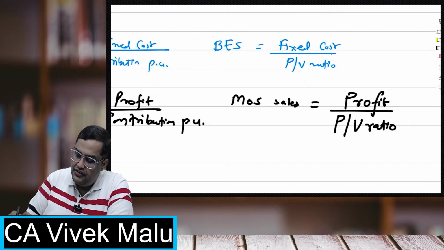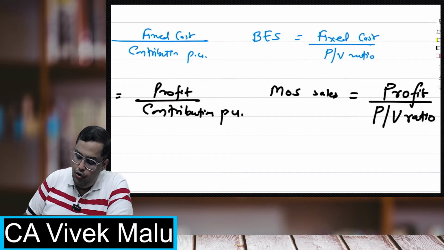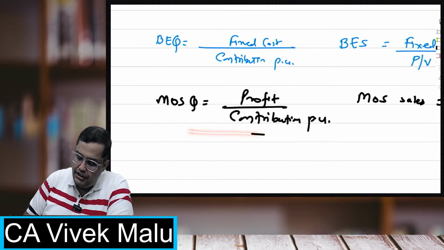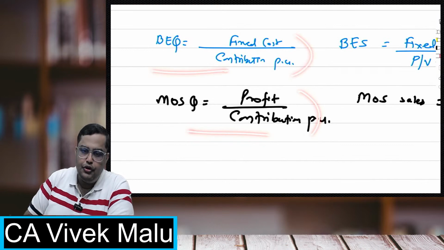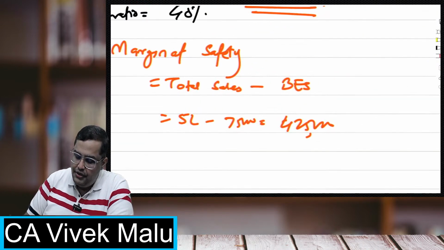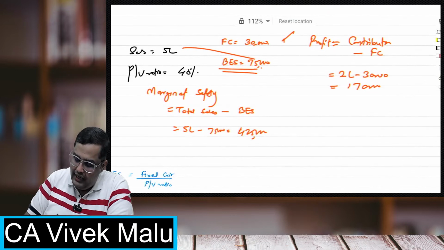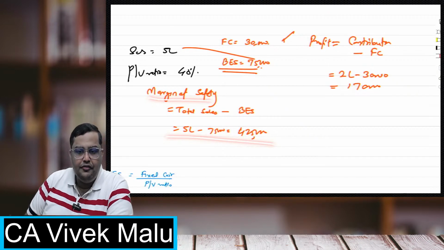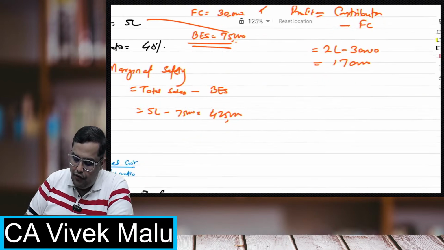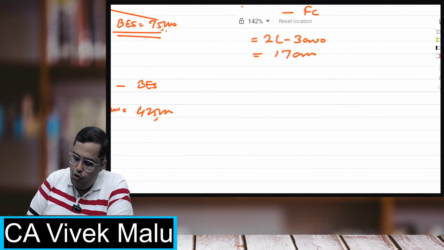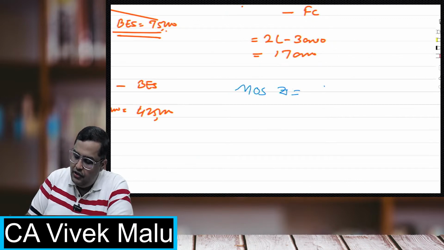Break-even sales will be fixed cost upon PV ratio. Similarly, margin of safety quantity is profit upon contribution per unit. Break-even quantity is fixed cost upon contribution per unit. Sir, in the previous question, we had already calculated margin of safety as 4,25,000. So can we directly multiply it by PV ratio and get the profit? Yes. We know margin of safety in rupees, the formula is profit upon PV ratio.